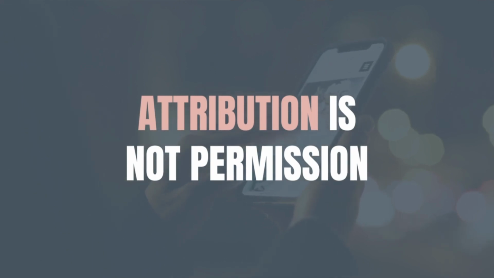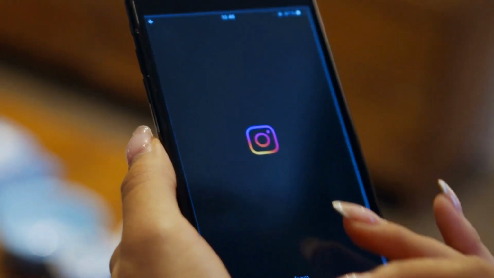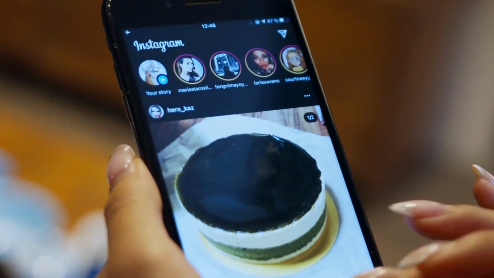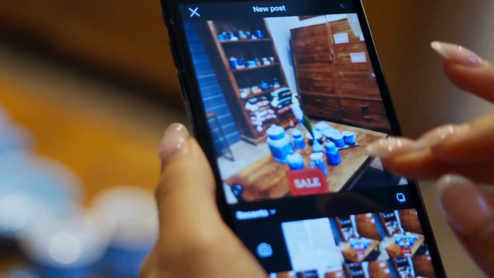Number two, attribution is not permission. So please remember that. Attribution is not permission. You can have attribution all day long. You can give it in your Instagram or in your social media, but the reality is that it is not permission.